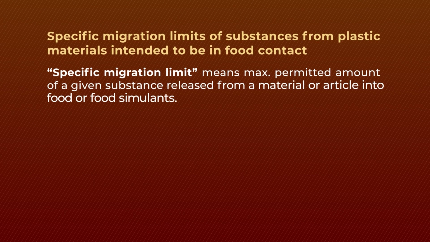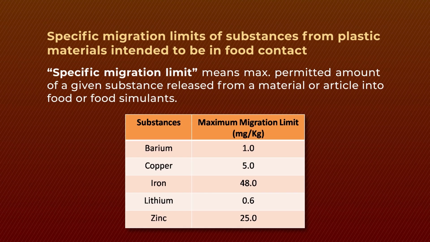As I mentioned, the plastic material should not release any chemical substance exceeding its specific migration limit. So, let us see what is meant by that specific migration limit. It is the maximum permitted amount of a given substance released from a material into the food article. This regulation has given the limits for this migration of the chemicals into the food from the packaging material. If you see the table, you will see that the specific migration limit is expressed in the unit of milligram per kg of food.